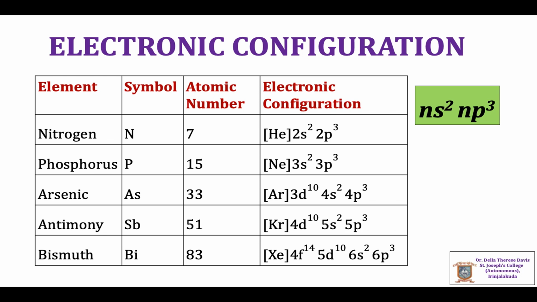For bismuth, the penultimate d orbital is filled as well as the anti-penultimate f orbital. Thus the electronic configuration is xenon plus 4f14 5d10 6s2 6p3.